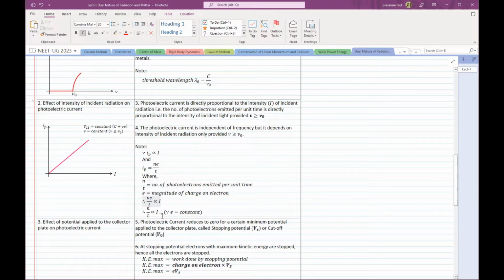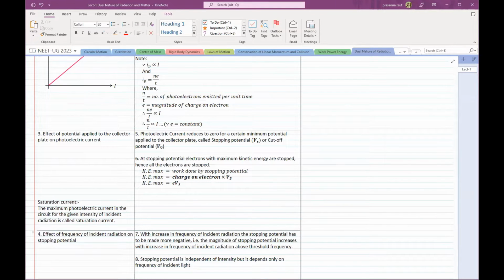Therefore, N by T is proportional to I, where N by T में से E कहा गया, तो E को मैंने constant है इसलिए proportionality use किया, और ये यहाँ पे लिखा है मैंने. That is, number of photoelectrons emitted per unit time is directly proportional to intensity of incident light provided nu is greater or equal to threshold. Okay. Now once we are done with these two variables, we'll move to the third variable.